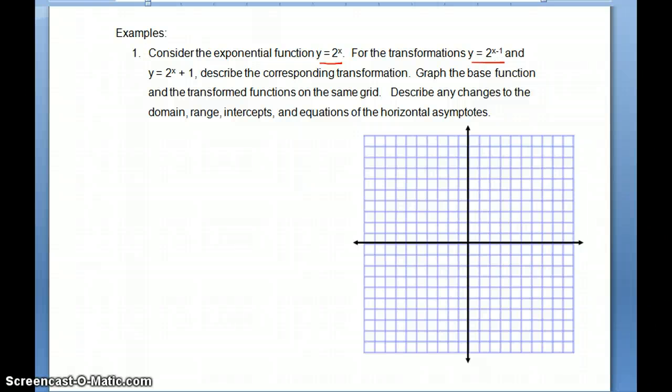Then graph all of these functions along with their transformations on the paper that I gave you, or the nice little graph paper here that I provided for you. And then once we're done all of that, then we can describe any changes to the domain, range, the x and y intercepts, and our horizontal asymptotes.